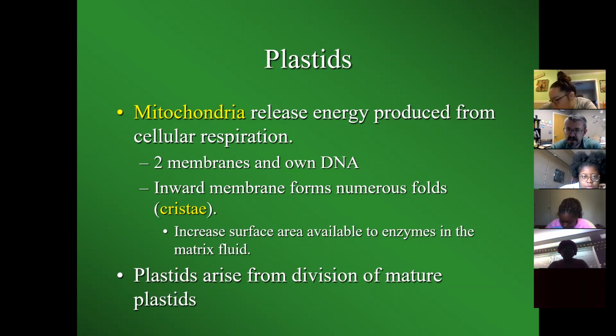And again, they arise from other plastids. So mitochondria and the other plastids, they are reproducing themselves, I guess is how I'd want to put that. Which is another indication that they were at one point able to survive on their own. They're not able to survive outside the cell now, but inside the cell, they reproduce themselves.